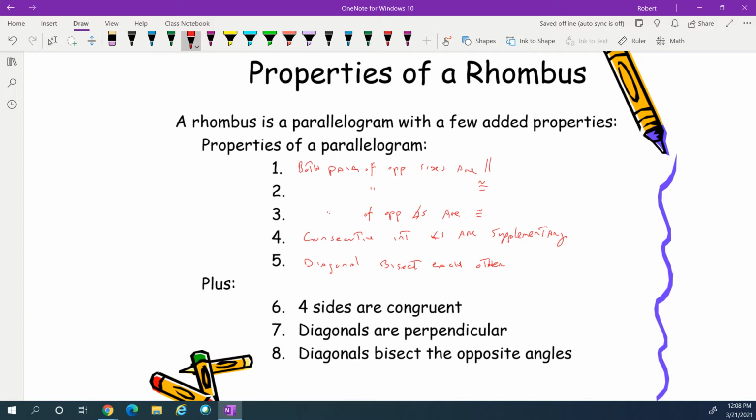Now, for a rhombus, we're going to take that parallelogram and turn it into a rhombus when all four sides are congruent. The diagonals are perpendicular to each other, and the diagonals bisect those opposite angles. So the opposite angles are congruent in any parallelogram. In a rhombus, they're also bisected. The diagonals bisect each other in all parallelograms, but in a rhombus, the diagonals are also perpendicular, forming a right angle. And all four sides are congruent in a rhombus.